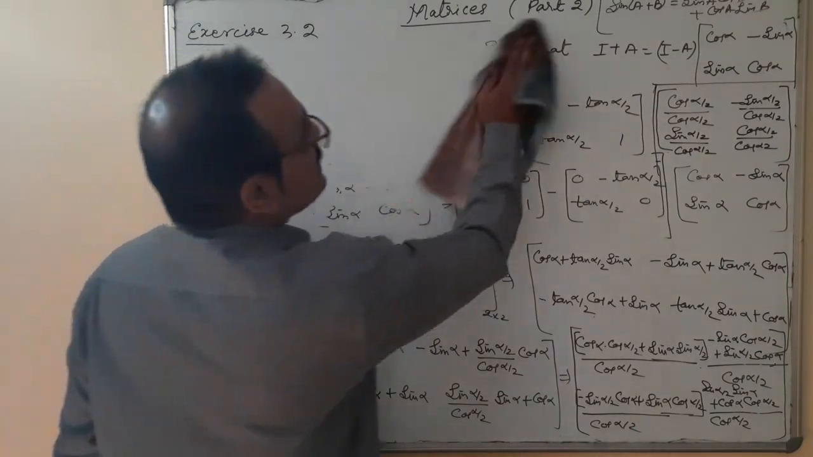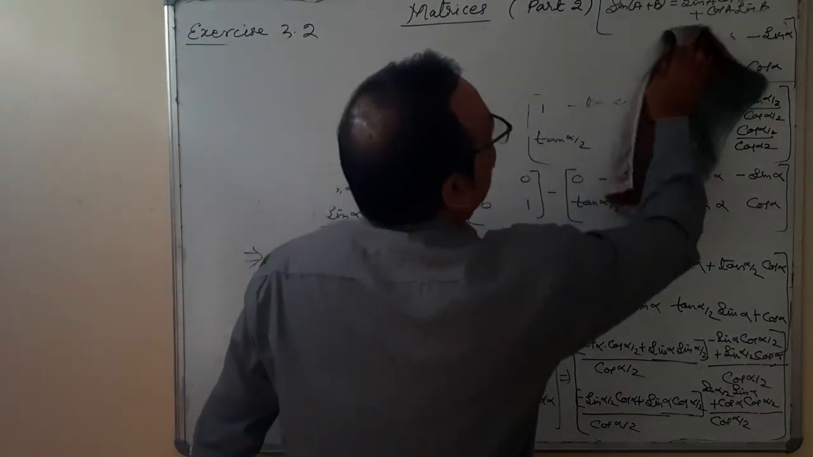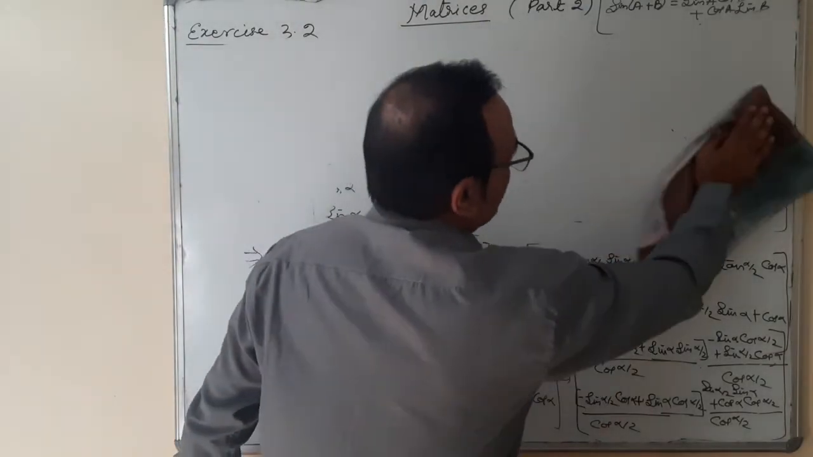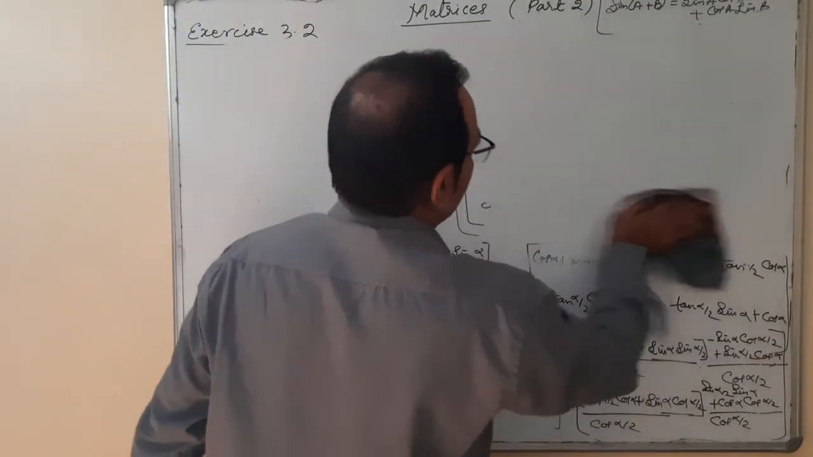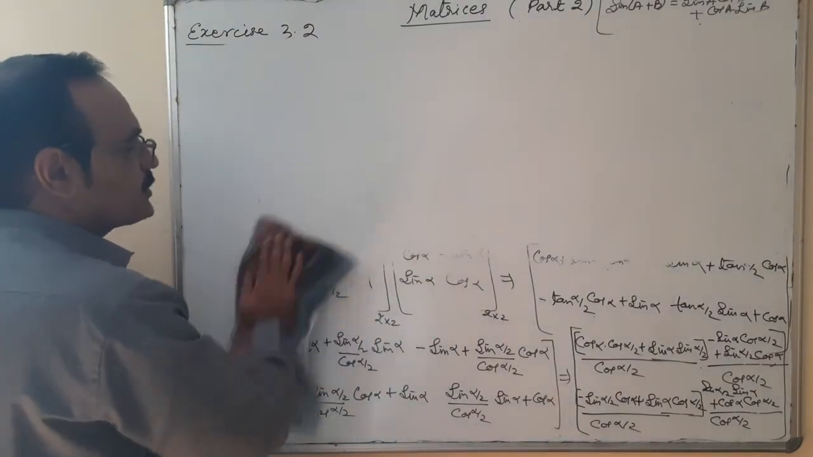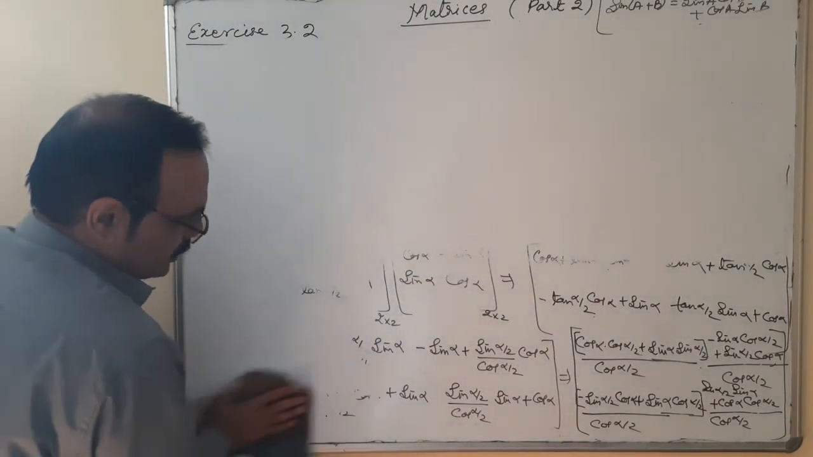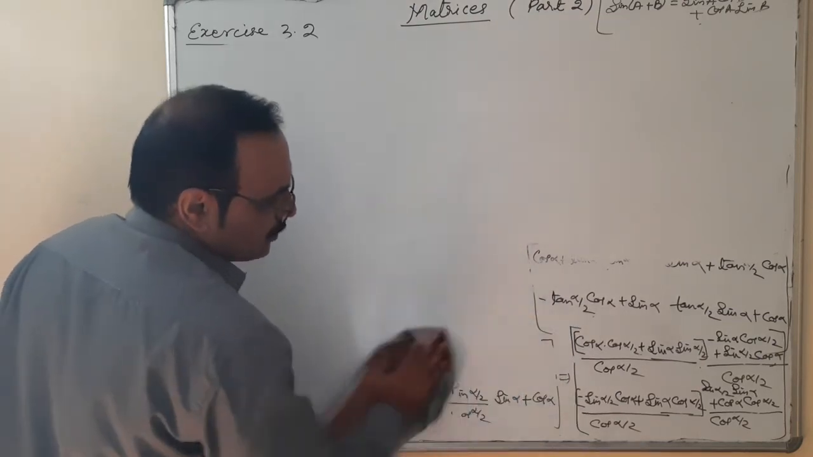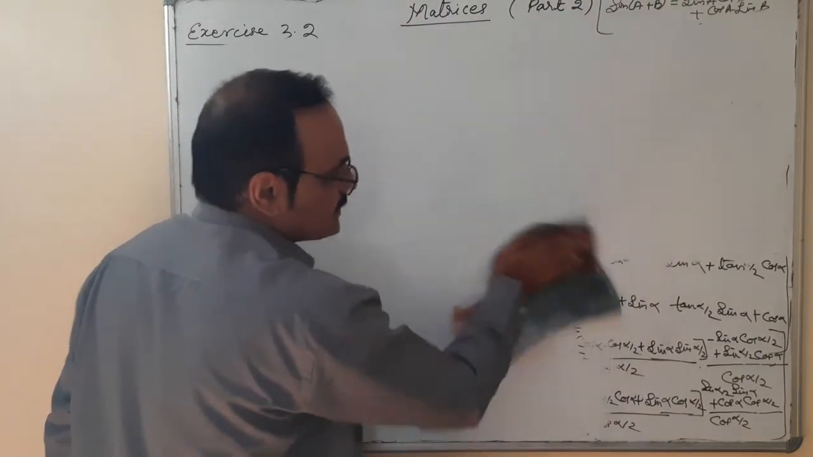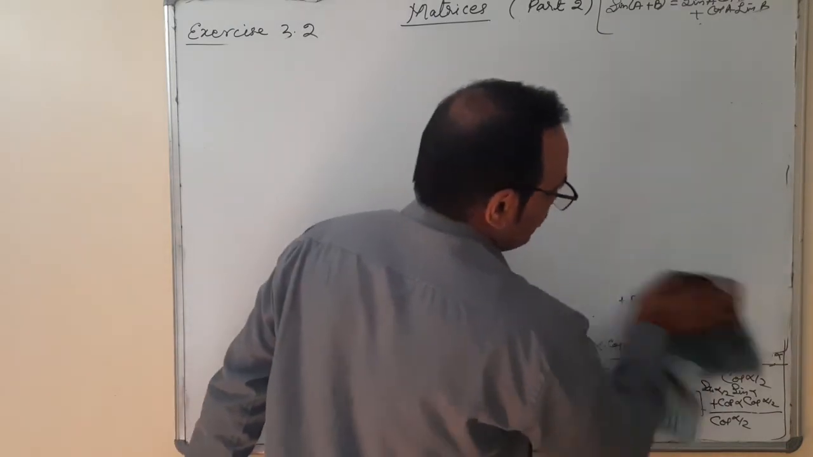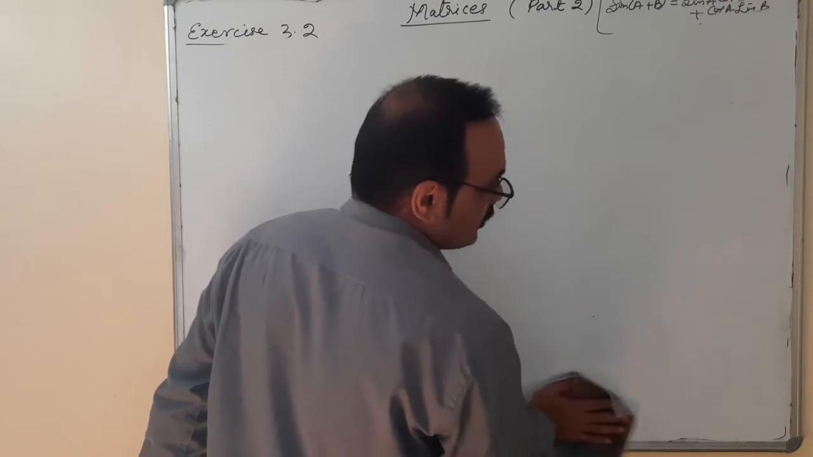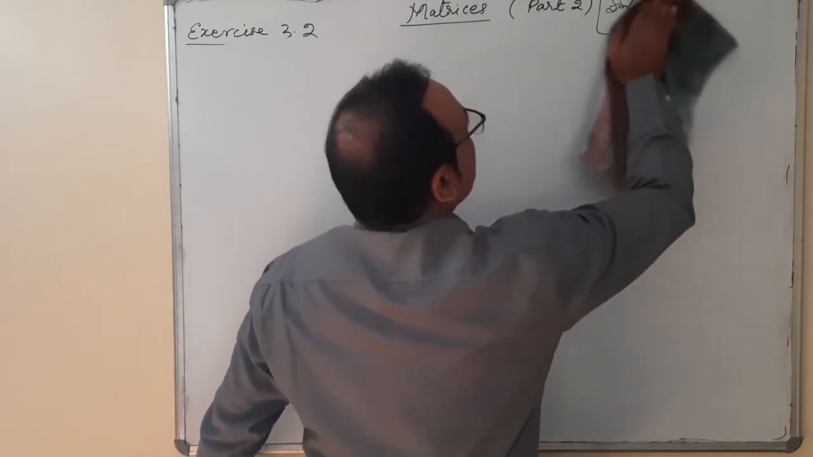There are identities here: sin A plus B, sin A cos B plus cos A sin B, and second is sin A minus B, sin A cos B minus cos A sin B. Third is cos A plus B, cos A cos B minus sin A sin B. And cos A minus B, what does it mean? Cos A cos B plus sin A sin B.